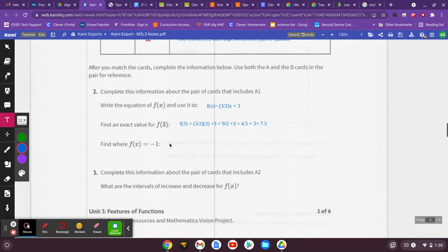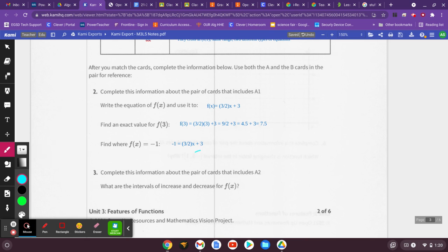And if I'm doing this one, f of x equals -1, then I want to do -1 equals 3 halves x plus 3. And so to be able to solve that one, I'm going to scoot over. I need to add, actually, you know what? I might do this one by hand here. Let me go ahead and get my drawing tool out.